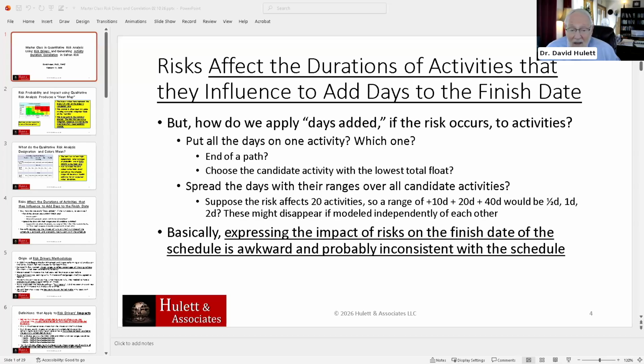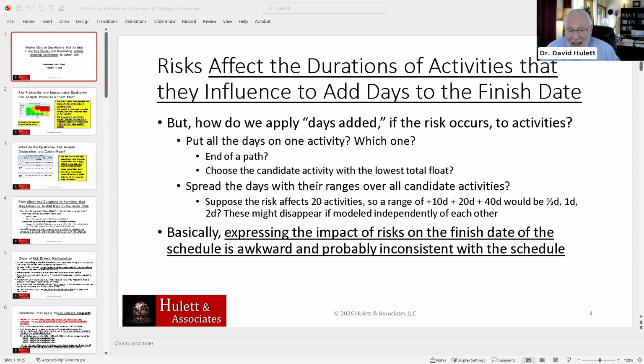The most optimistic case would be to add half a day to each one of them, and the most likely case would be to add 1 day to each one of them because it's a 20-day activity. There are 20 activities, and all that. But the answer there is that if you want to put the risk information on these activities, you've got to have a reason.